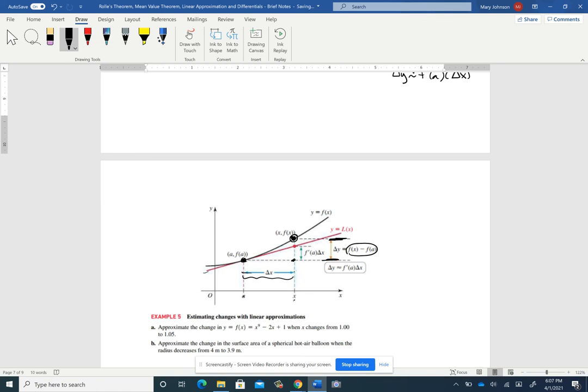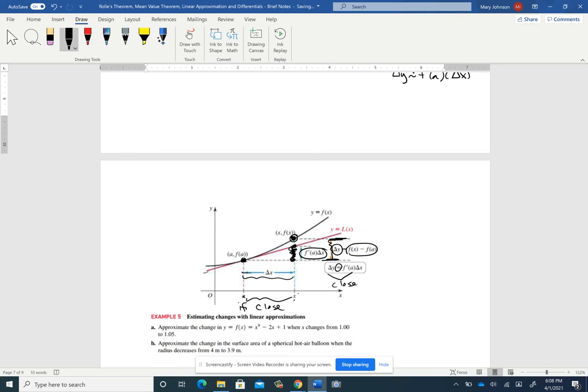But you're not using the original function. You're using the linear approximation. So it's really just this amount right here. But it'll be close to this as long as these are close. So if A and X are close, then these are going to be close, this right here and this right here. Then these are close or approximately equal.